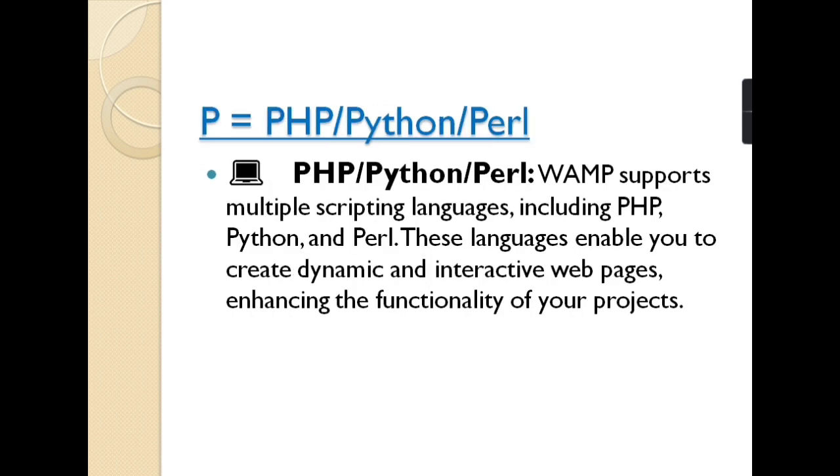WAMP server provides you three options: PHP, Python or Perl. That is a scripting language that helps to make your website more responsive and functional. So you can use this to create dynamic and interactive web pages of your own that will enhance the functionality and responsiveness of your projects.